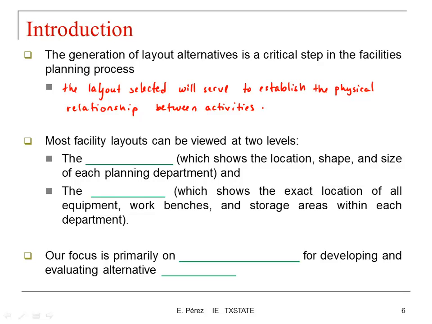So going back to this, most facility layouts can be viewed at 2 levels. The first one is the block layout, which shows the location, shape, and size of each planning department. And then the second one, the detail layout, which shows the exact location of all equipment, workbenches, and storage areas within each department.